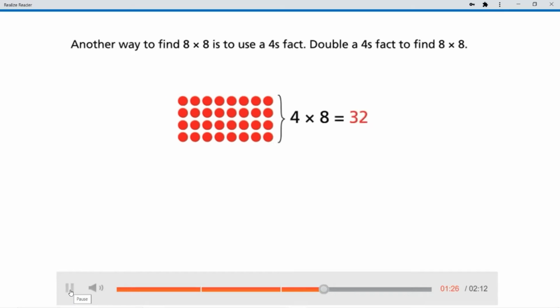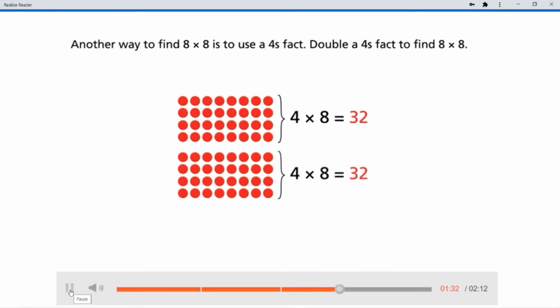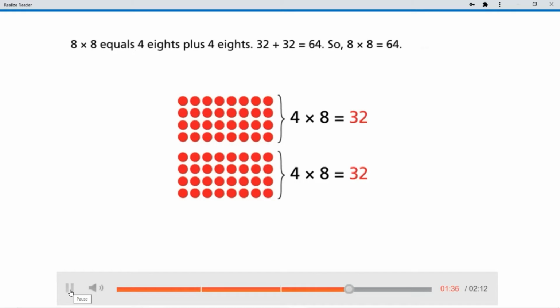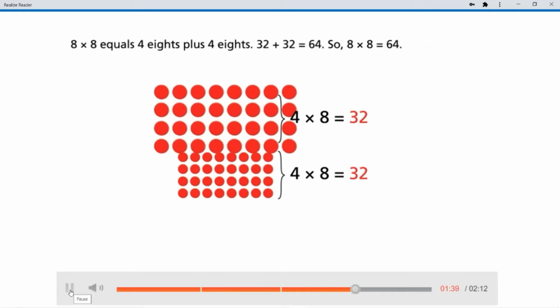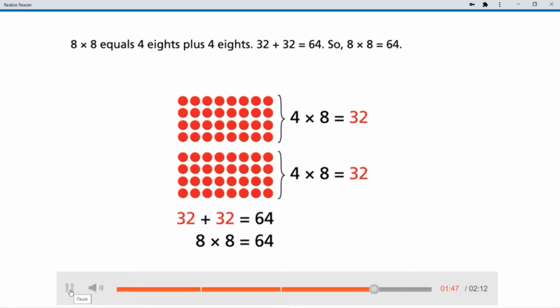Another way to find 8 times 8 is to use a 4's fact. Double a 4's fact to find 8 times 8. 8 times 8 equals 4 8's plus 4 8's. 32 plus 32 equals 64. So 8 times 8 equals 64.